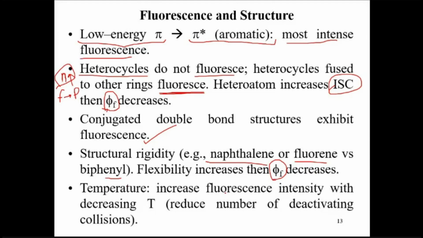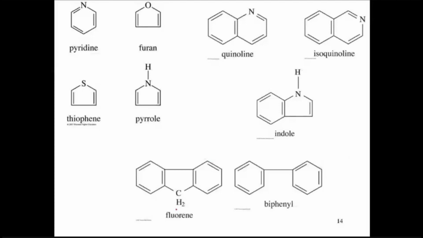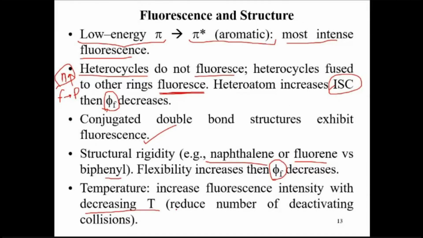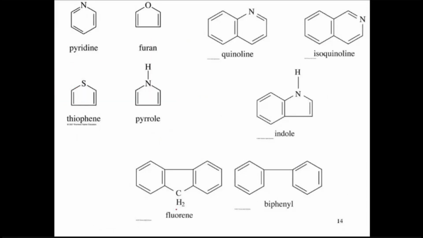Fluorescence intensity increases with decrease in temperature. This is observed because if the temperature is decreased, movement of molecules will decrease, so collisions will decrease. So deactivation due to collision will also decrease. So this is how fluorescence is related to the structure of the molecule.